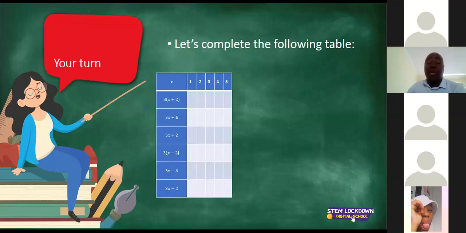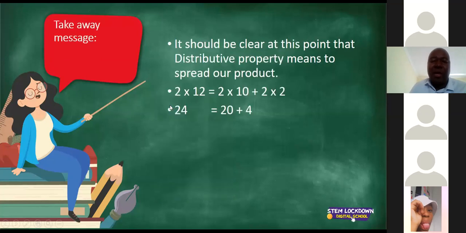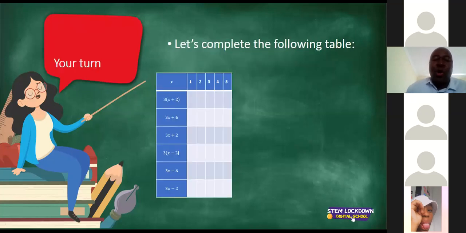Now, without any waste of time, I want us to look at the first one, which is 3 into x plus 2. I want us to use that algebraic expression to find the answers when x is 1, when x is 2, when x is 3, and when x is 4 and 5 as well. Just substitute all of those x values into this first algebraic expression, that is 3 into x plus 2.